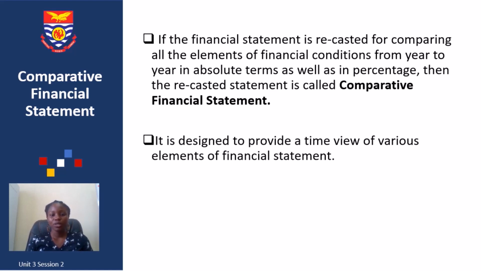In situations where you have to compare elements of the financial condition from one year to another in absolute terms as well as in percentages, then the recasted statements that you make for that comparison is known as the comparative financial statement. Now, this kind of financial statement is designed in order to provide a view of the performance or elements of the financial statements at different or varying times. So you can have a comparative financial statement for a particular company between a number of years.